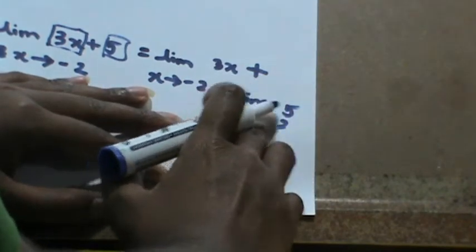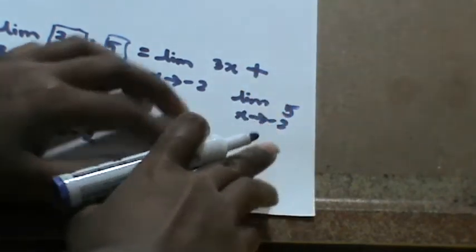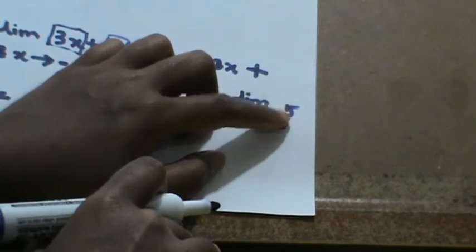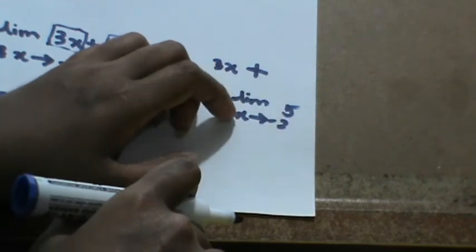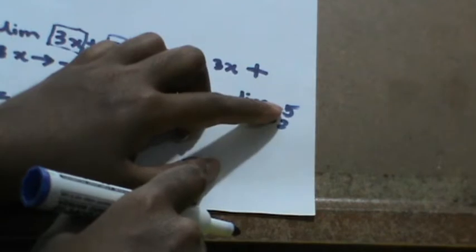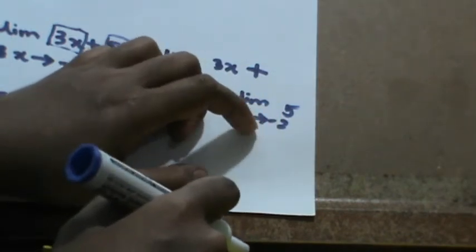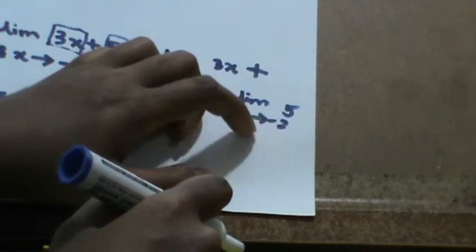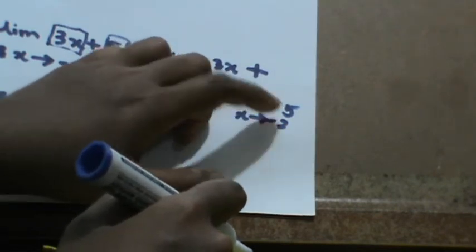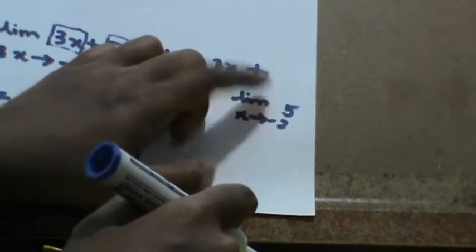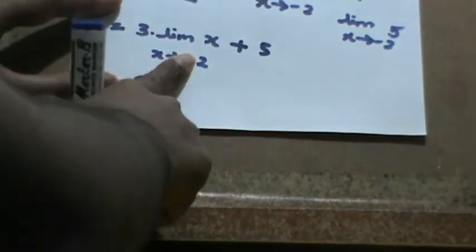When there's no function of x here, only a constant, the value of the limit of 5 when x goes to minus 2 is 5, because there is no x to substitute. Whether x goes to minus 2, minus 10 or minus infinity, the limit of 5 is equal to this constant 5. So this will be plus 5. And when x goes to minus 2, the limit of x is equal to minus 2.